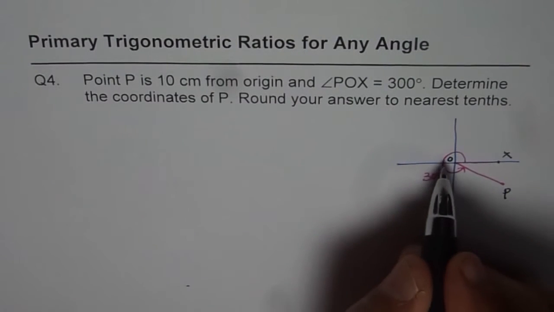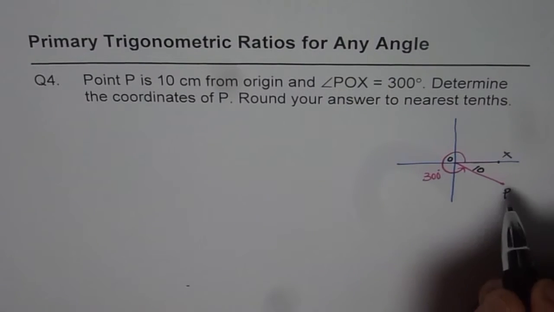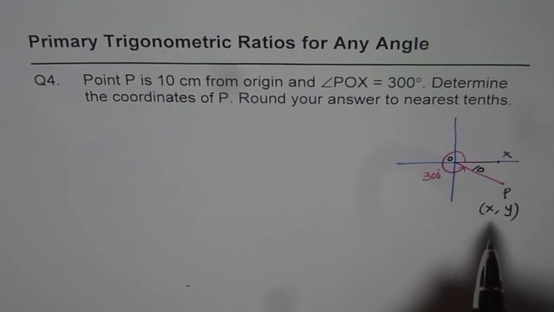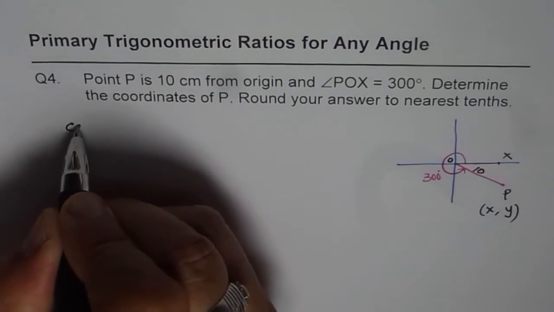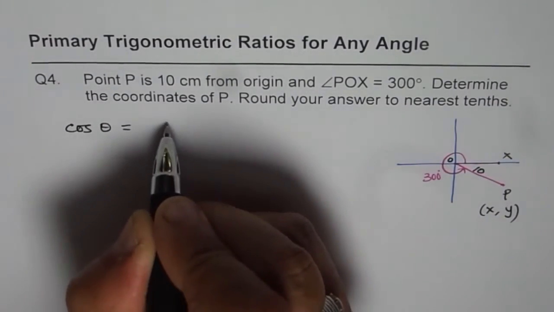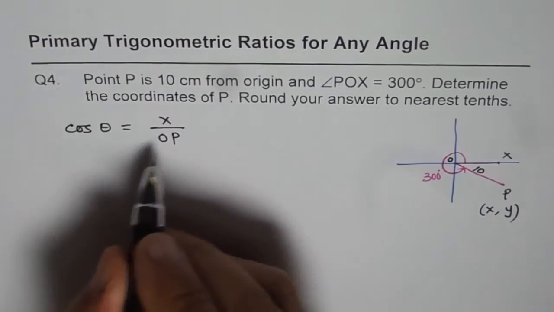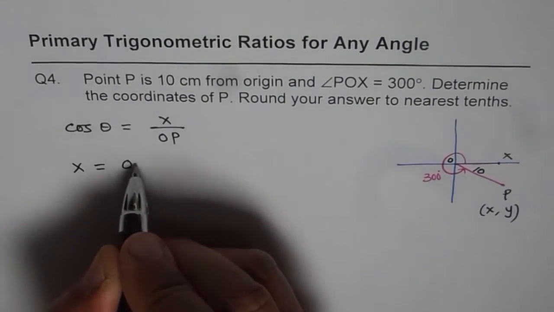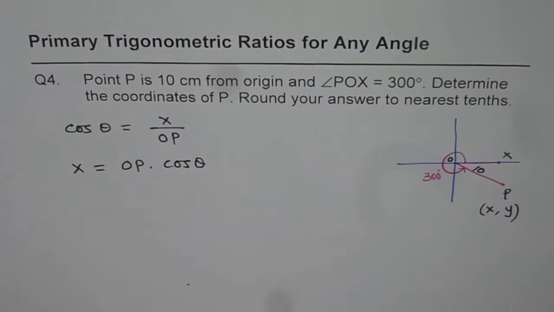Now we are also given the length OP, which is 10 centimeters. Let the coordinates of point P be X and Y, right? So what is X equal to? As you know, cos of theta is equal to X over OP, right? Now from here we can find what X is equal to. So X is equal to OP times cos of theta. Well, this is a very general formula and it can always be applied to solve such questions.